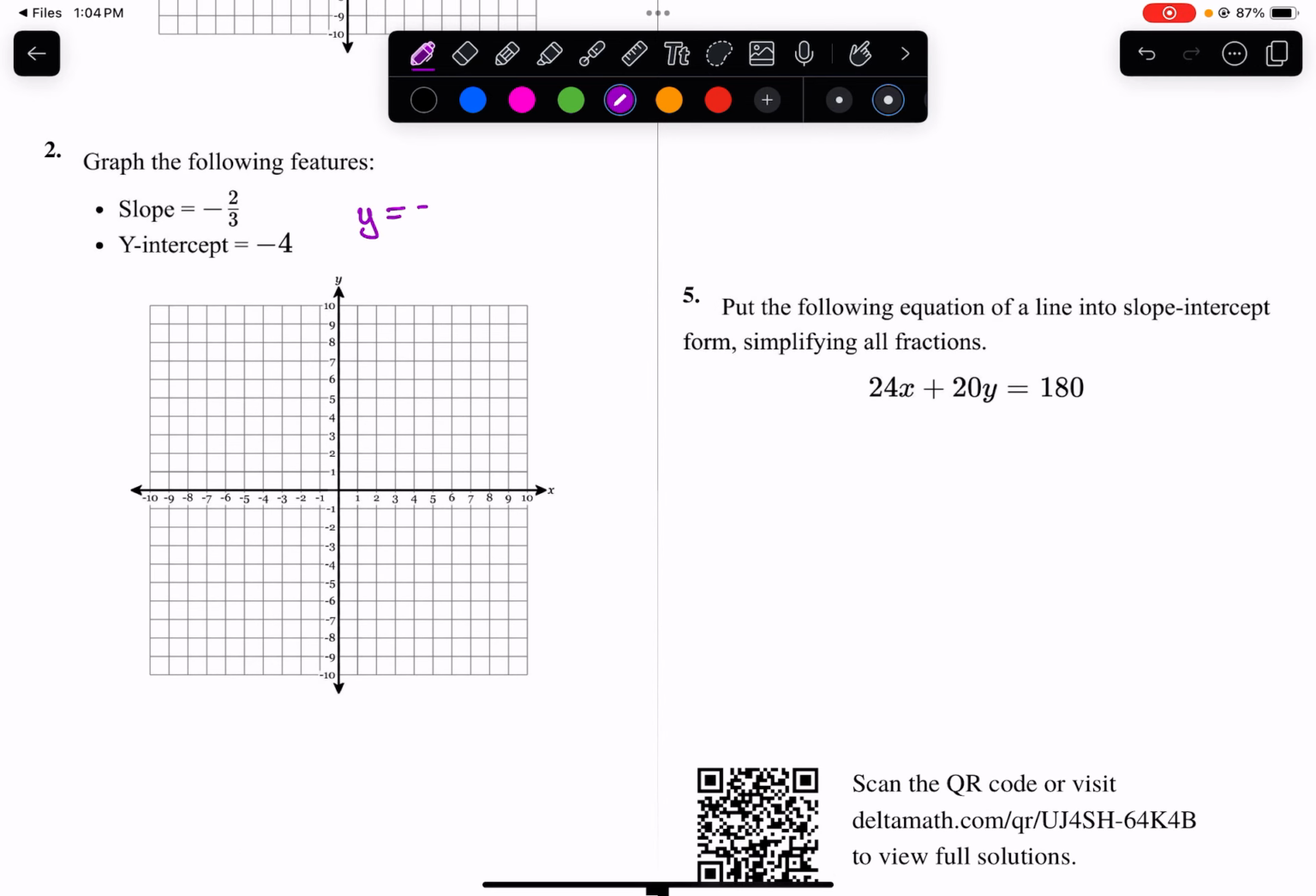Again, here's the equation of the line. My y-intercept is -4. My slope this time is negative, so I'm going to be going down. My rise is 2, so I'm going down 2 over 3, down 2 over 3. Plot and connect.